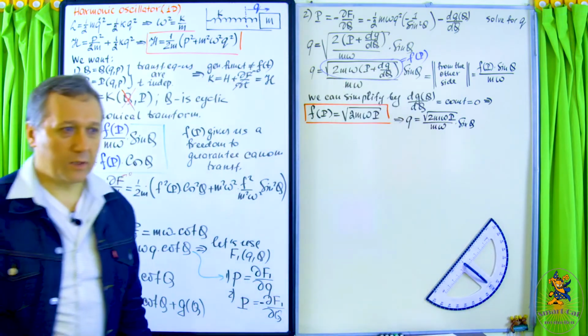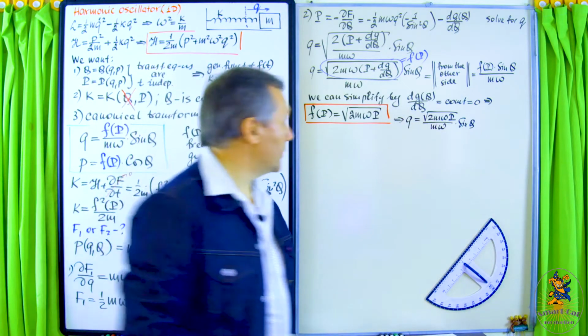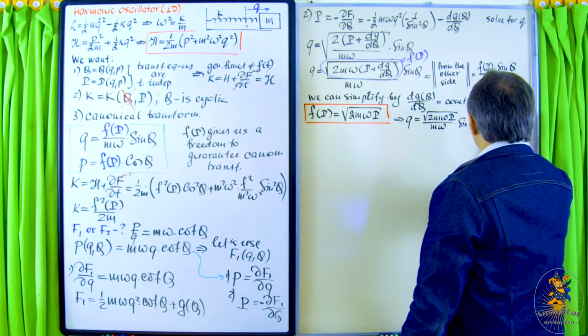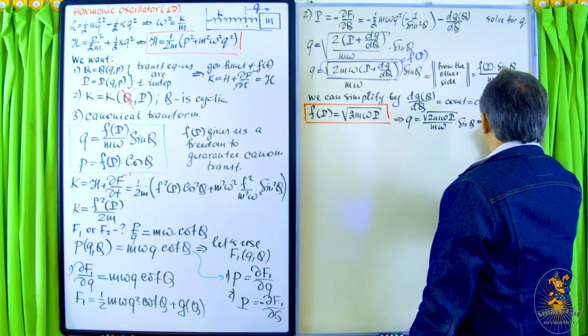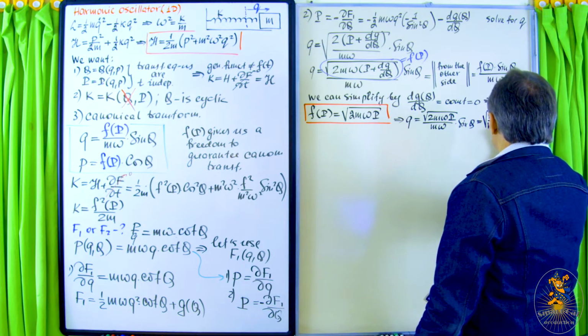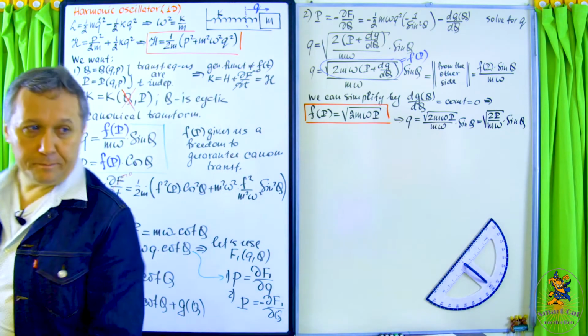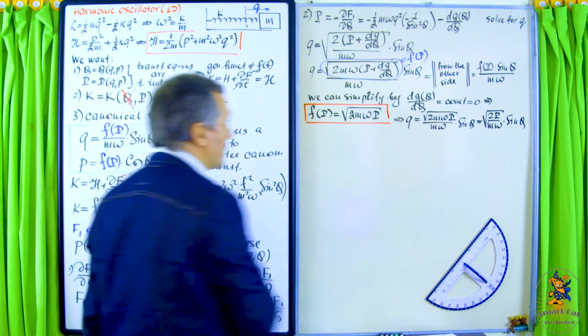Right, so of course, m omega will be partially cancelled. So we will have just the square root of 2p over m omega, and sine q. So that's the transformation equation. First one. Now the second one.